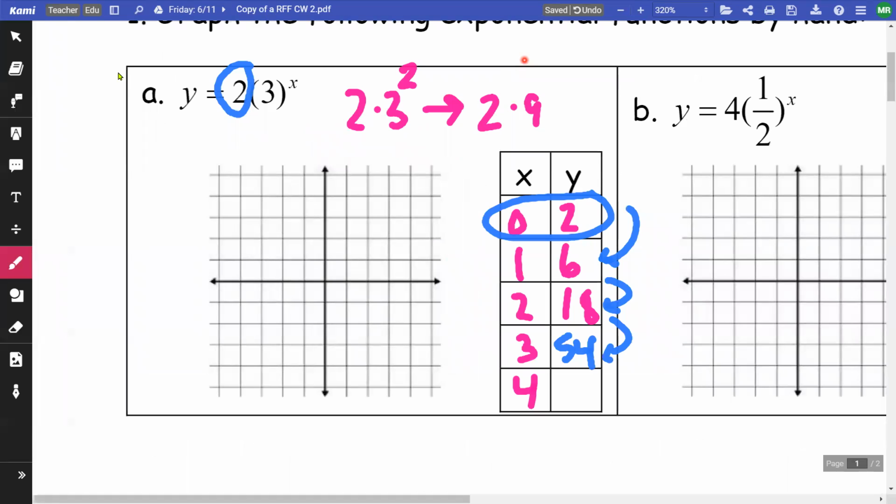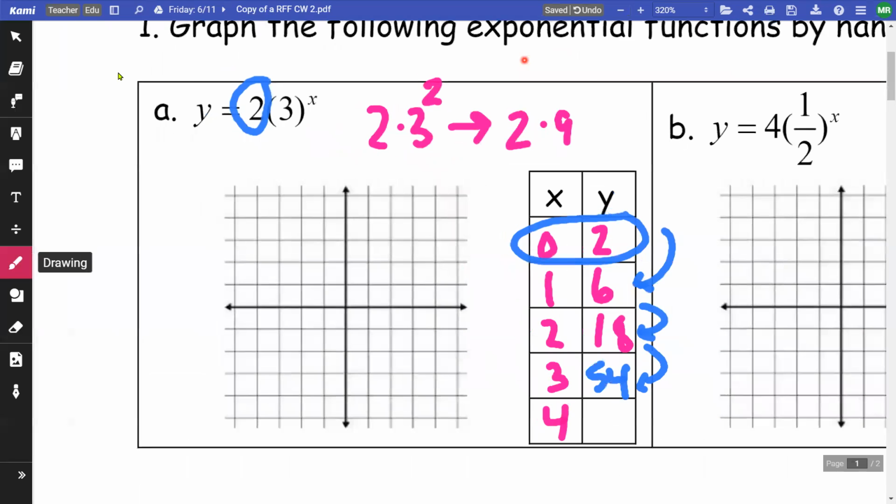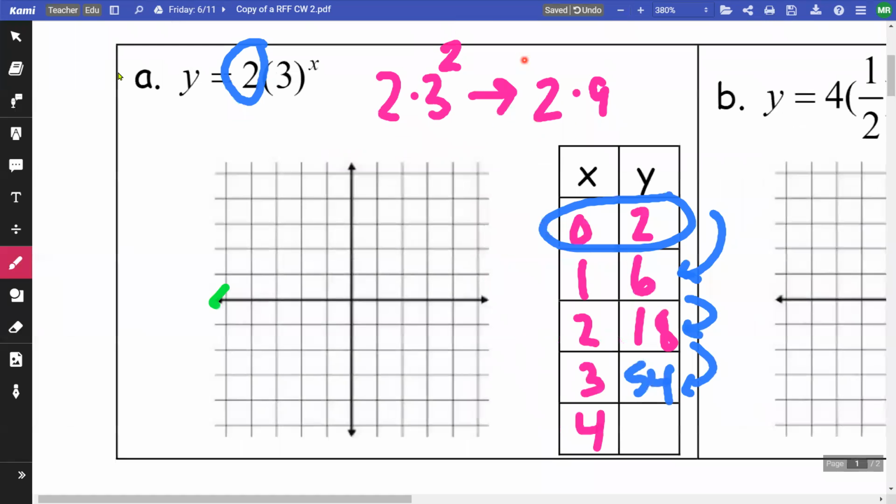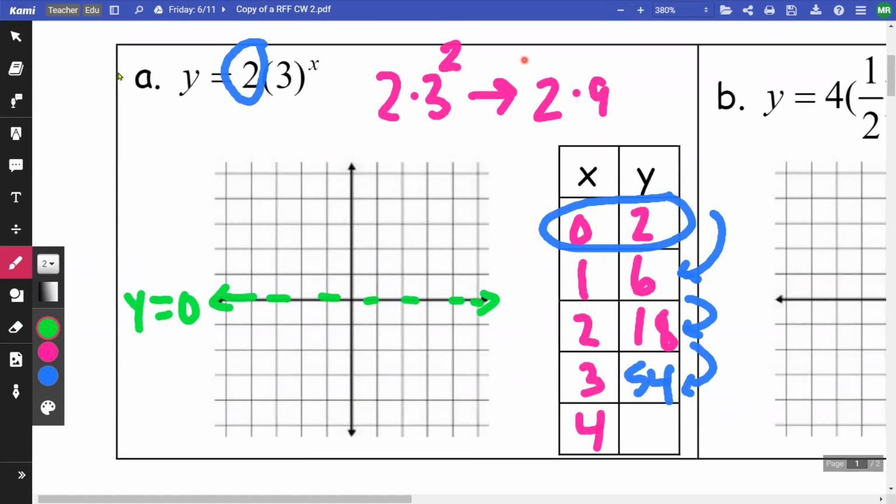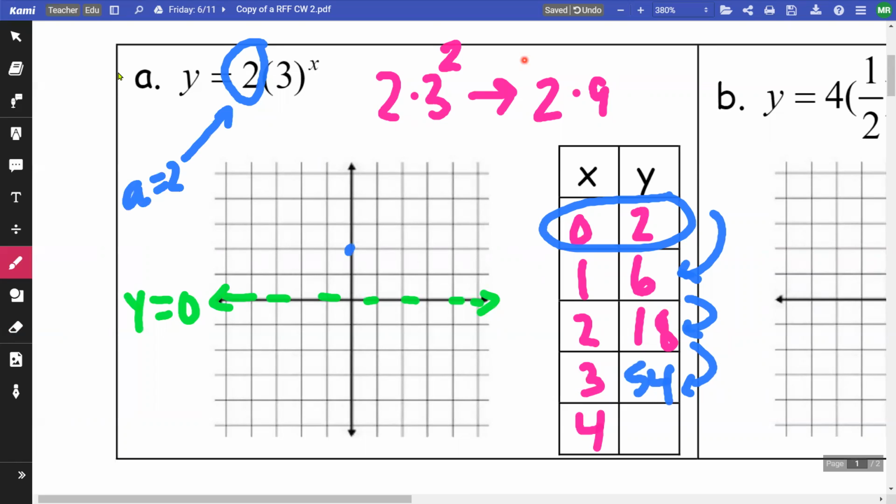So first off, when you are graphing these, you have an asymptote on the x-axis at y equals 0. Then when I look at these, I personally don't make a table, but you can always put numbers in. What I do is this number here is your A, and A is your start. So I'm going to start up at 2.